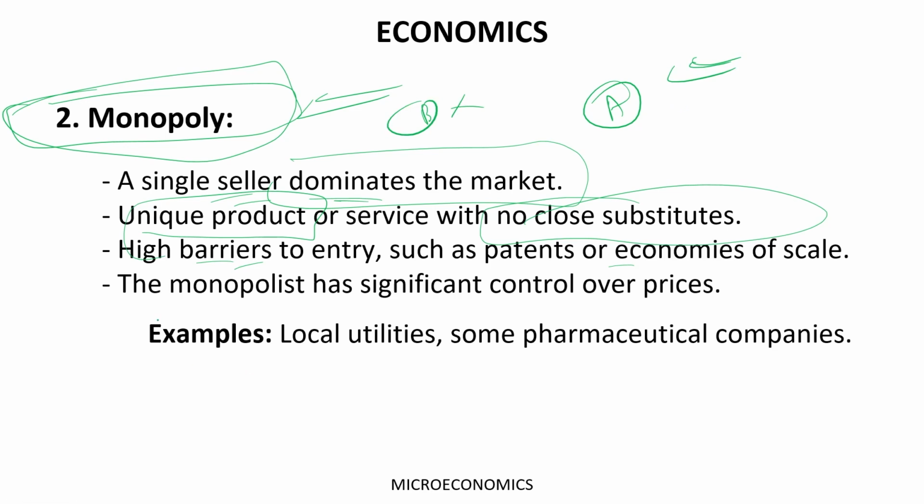The monopolist has significant control over prices because he is the person who controls the supply and you cannot buy the product from other sides. So that's why he has full control over the prices. Local utilities and some pharmaceutical companies are good examples, and the foremost example is Indian Railways, because no other than Indian Railways is a railway service provider in India.